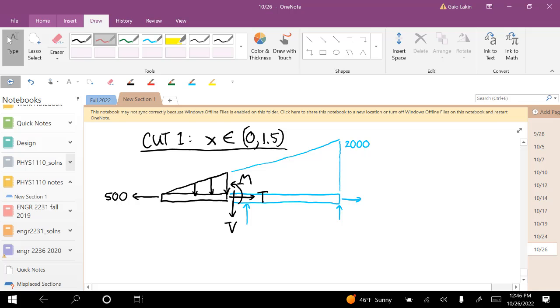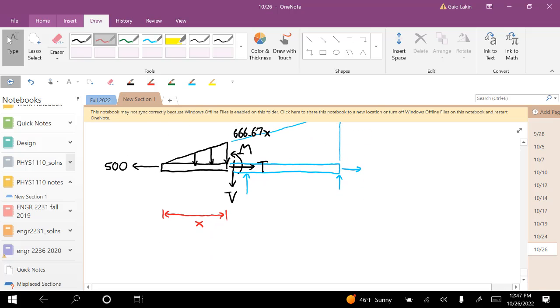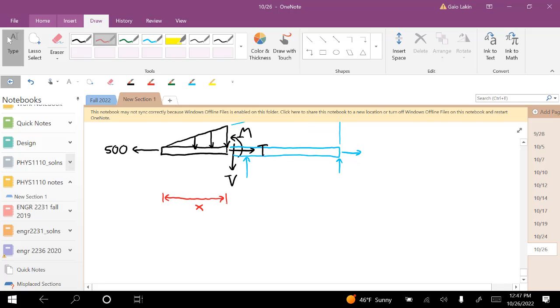Yeah, exactly. So notice that this distance is x. And so the height of that triangle is just our q function, right? Because you're plugging the x value in to get the height. So over here, we just have 666.67x. Now to do the calculation, we have to represent that distributed load as a point force.